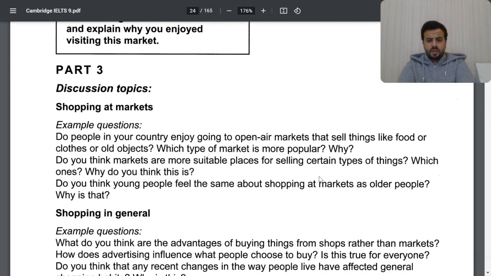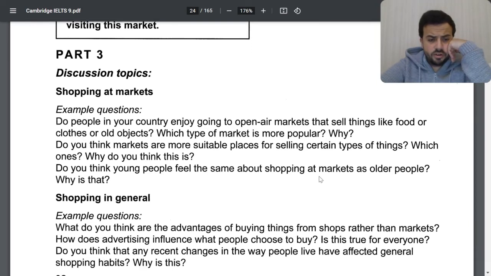Do you think young people feel the same about shopping at markets as older people? No, of course not. Why is that? Well, it's because I don't think that it offers as much fun as shopping in the shopping mall. I think going to the mall is something that is more fun than the open air markets. Also, maybe you will have a wider variety of things there. There are some exotic foods that aren't available in the open street market.